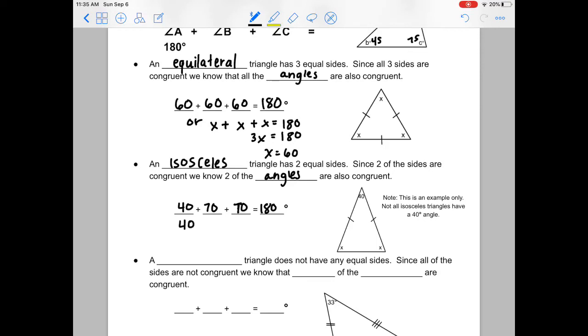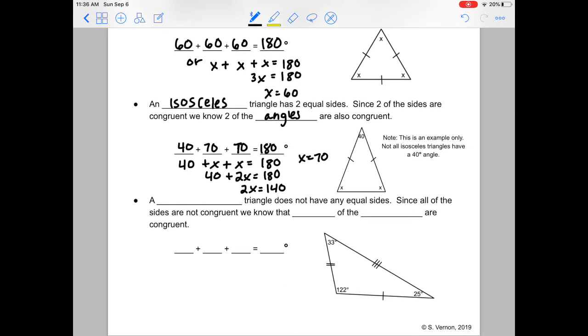So we can say 40 plus x plus x equals 180, because we know the two x's are the same value. We can simplify this by saying 40 plus 2x equals 180. You subtract 40 from both sides, you get 2x equals 140. So each x equals 70.